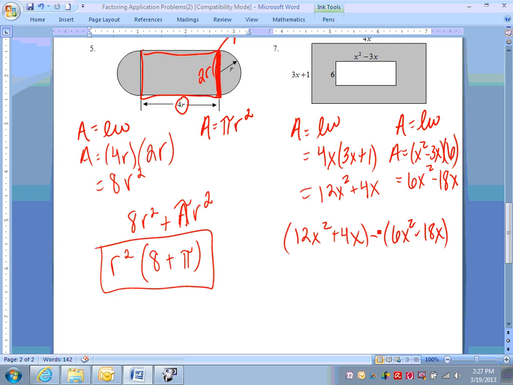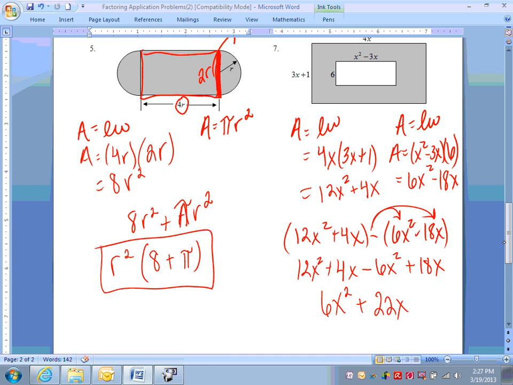And because of this subtraction sign, I have to distribute. So I'm going to distribute the negative all the way through. When I distribute the negative, I end up with 12x squared plus 4x minus 6x squared plus 18x. And now when I combine like terms, 12x squared minus 6x squared leaves me with 6x squared. And then I have a 4x and an 18x. And when I add those together, I end up with 22x.